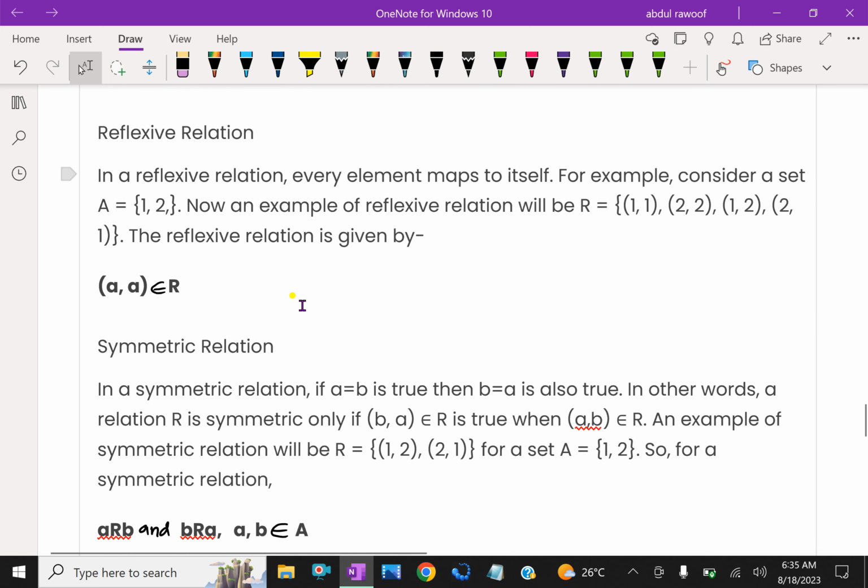Reflexive relation. In a reflexive relation, every element maps to itself. For example, consider a set A is {1, 2}. An example reflexive relation is 1 is related to 1, 2 is related to 2, 1 is related to 2, 2 is related to 1. Reflexive means 1 is related to itself and 2 is related to itself. All together it is considered a reflexive relation. So (a, a) is an element of R.